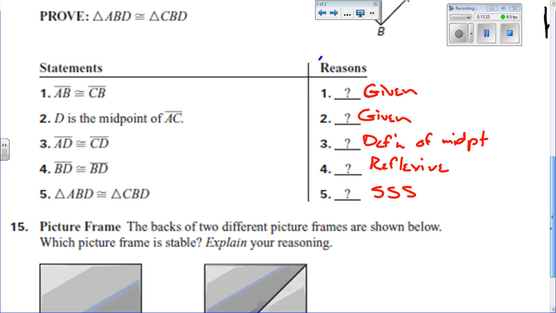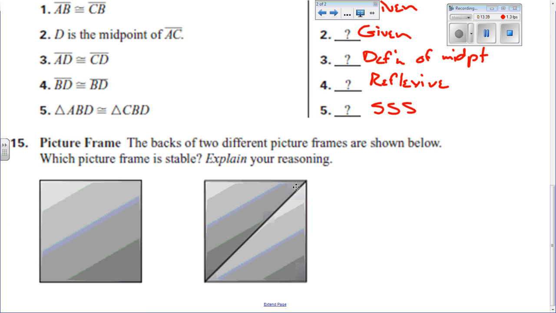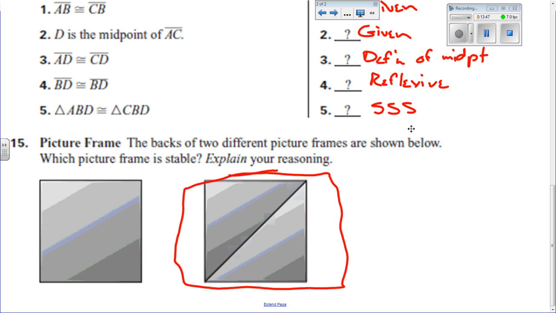Facts are shown below. Which picture frame is stable? You should know these by now. This one is 2 congruent triangles. Okay, that's it.